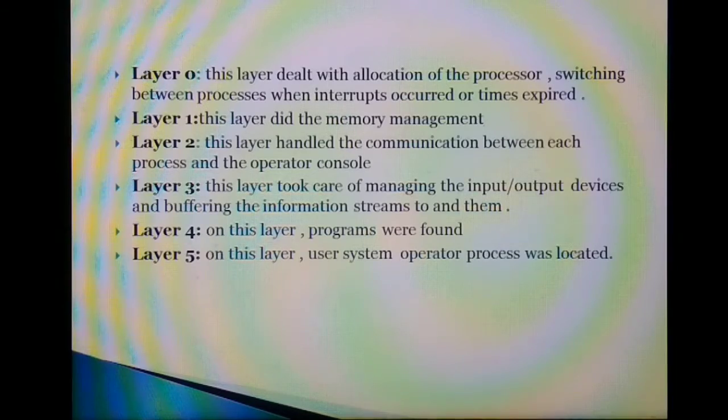Then layer 1 did the memory management. Layer 2 handled the communication between each process and the operator console. Layer 3 took care of managing the input output devices and buffering the information streams to and from them. On layer 4, user programs were found. On layer 5, the system operator process was located, where our processes are located.